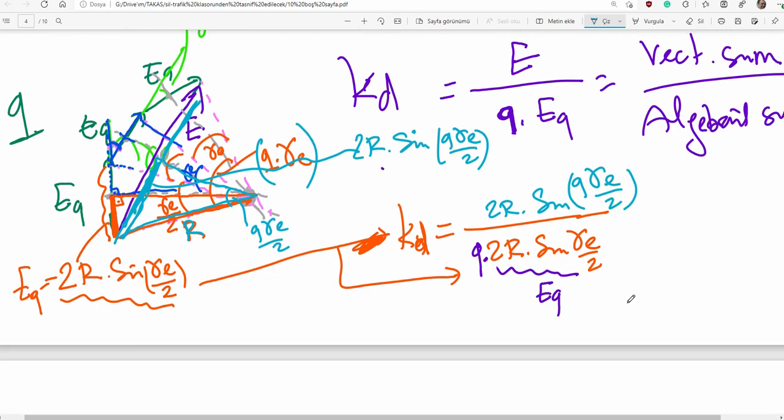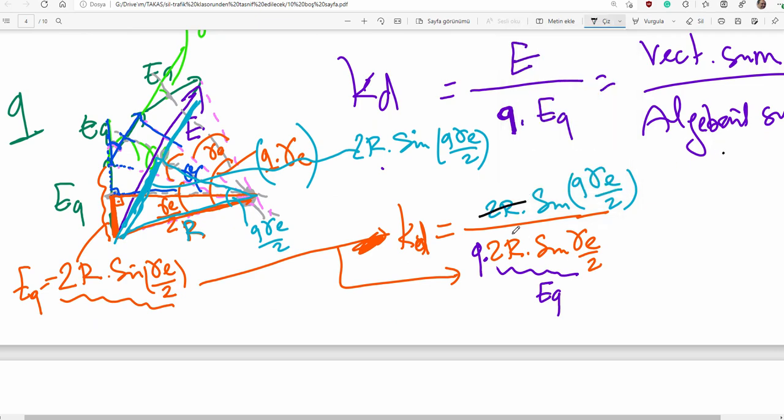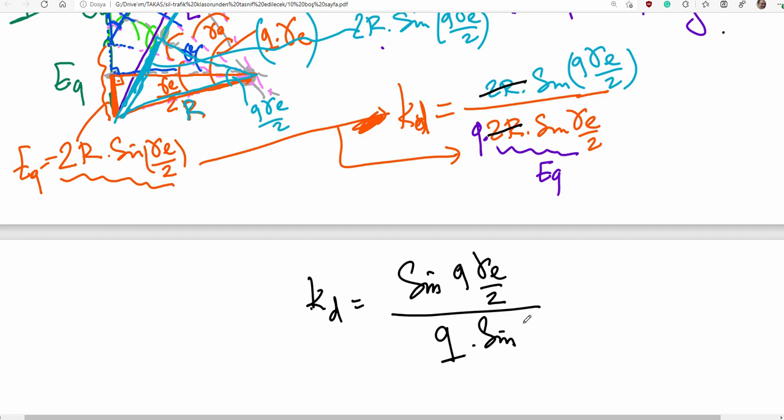Okay, ladies and gentlemen, here in the equation you see 2R will eliminate each other. The final equation, KD, distribution factor, is sine Q gamma E over 2 over Q sine gamma E over 2. That is the distribution factor.